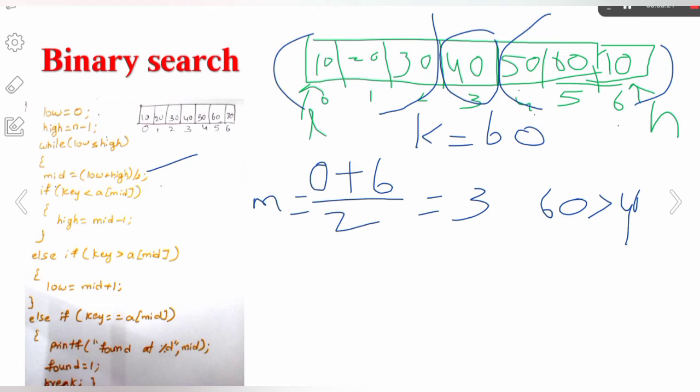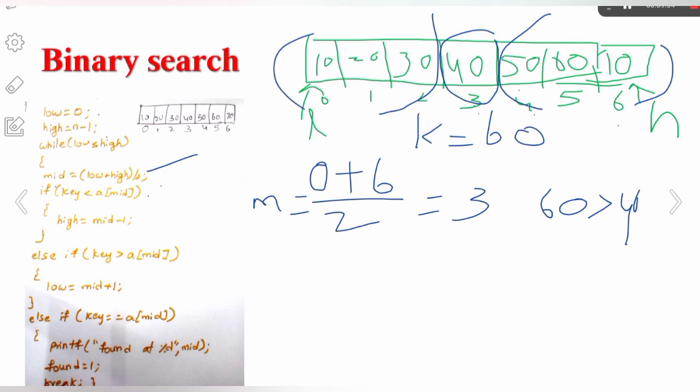Okay. So based on this algorithm we are going to divide. First of all we have to find the middle value of the given array. After finding the middle value, we have to compare whether the key value is equal to the middle value or not. If the key value is not equal to the middle value, we have to divide the given array into 2 parts, that is the left sublist and the right sublist. So how do we divide the sublist into left and right? If the key is less than a of middle, then high equals middle minus 1.